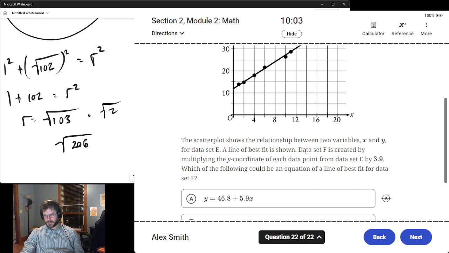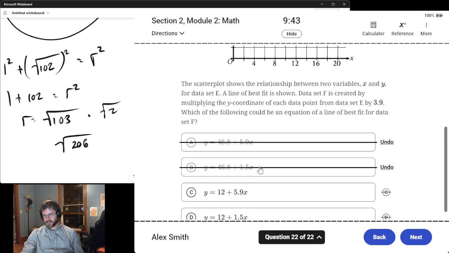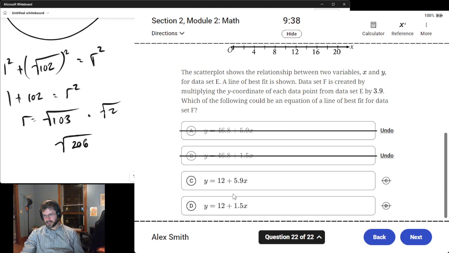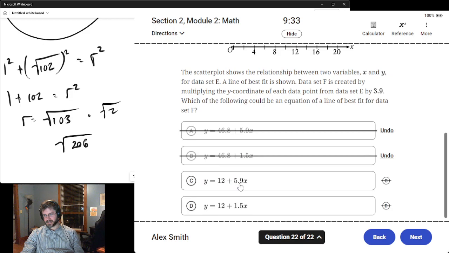Okay. Which of the following could be an equation of a line of best fit for the data set? We see a y-intercept at about 12, so that's going to lead me towards these two. These are all linear functions, y equals mx plus b form. So I'm thinking 12 is our y-intercept, and I estimated that because I knew this was 15, and that's about halfway. I got lucky, I guess. And then the slope, 5.9 or 1.5.